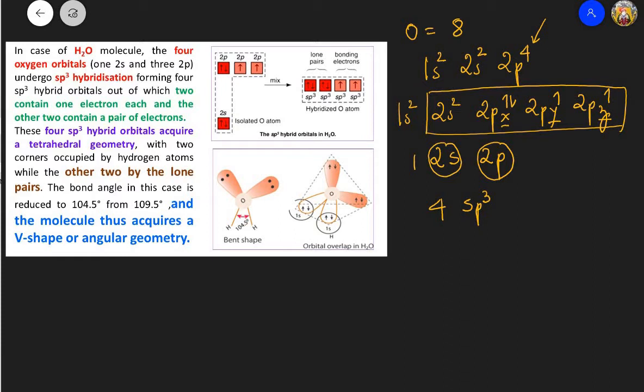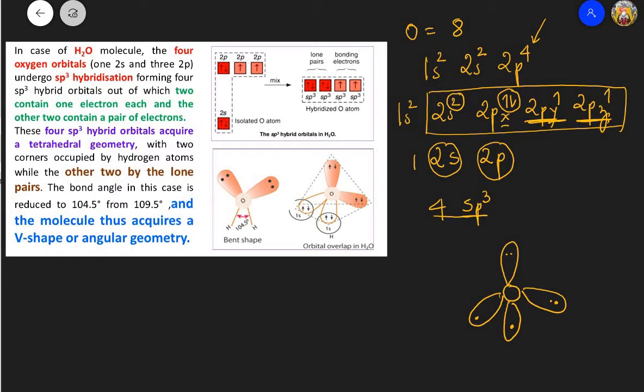But we have to remember that in hybridization, the 2s orbital will have 2 electrons, and one of the 2p orbitals will also have 2 electrons. So out of these 4 sp3 hybridized orbitals, which are directed towards 4 corners of a tetrahedron, 2 hold lone pairs. This is one lone pair and this is another lone pair. The remaining sp3 hybridized orbitals will each have 1 electron, one with respect to 2py and the remaining with respect to 2pz.